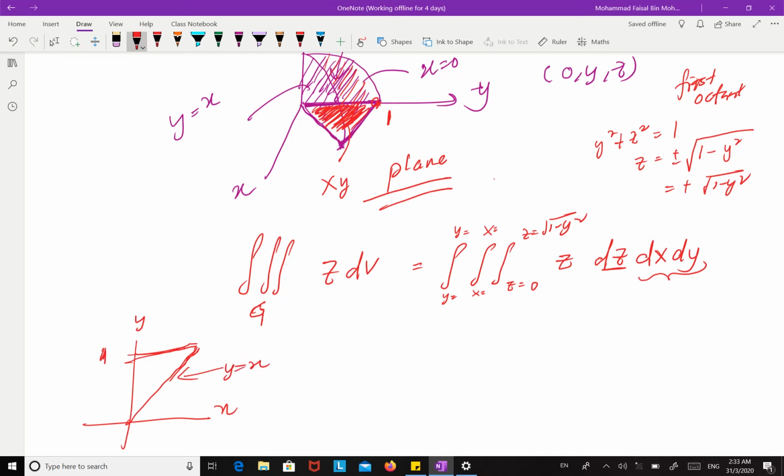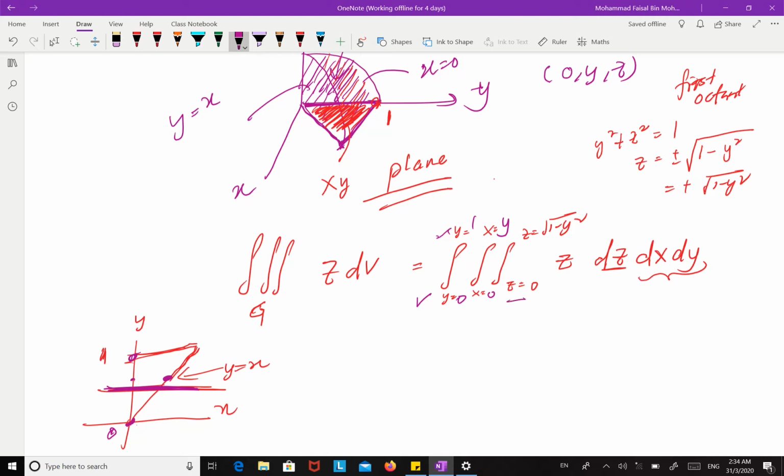So dx dy means we cut at y. Remember this, cut at y. So your x should be 0 to y. And then your y should be 0 to 1. Remember, the outermost integral should be constant, it cannot be a function.